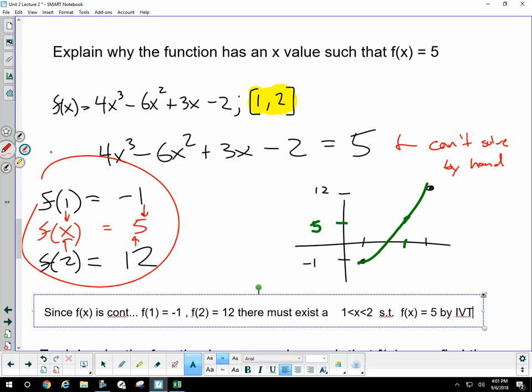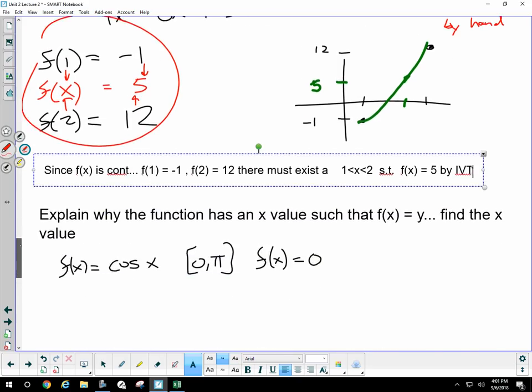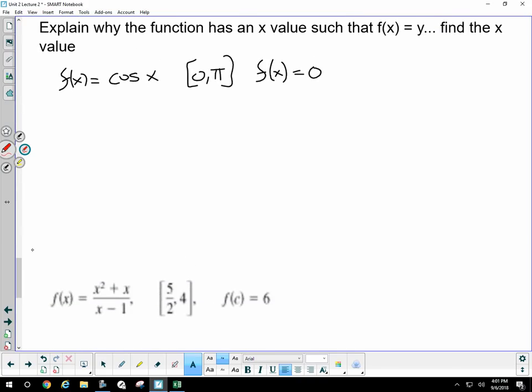That's the intermediate value theorem. It's all about continuous functions and connecting points. If you do some homework problems, they might ask you to show that a solution exists and then actually find the solution. This first one's easy.